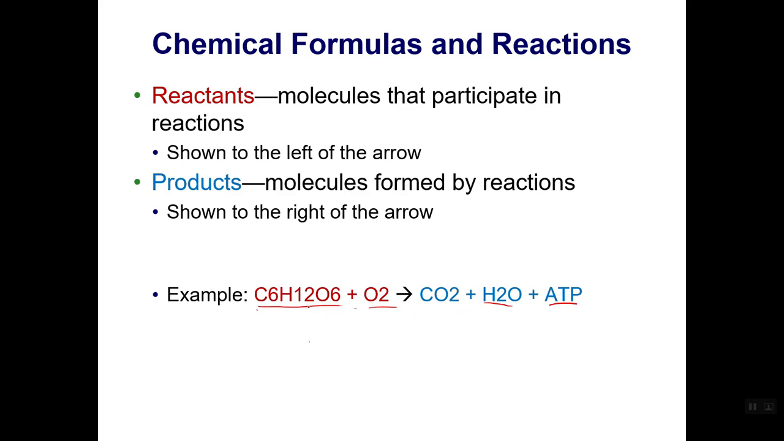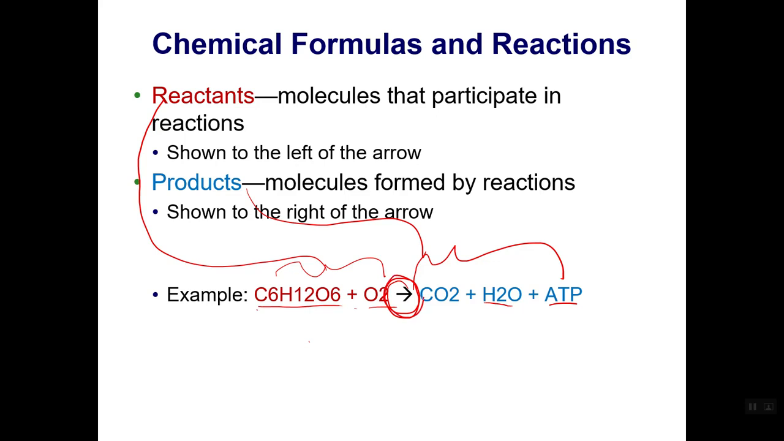The reactants are in red. These are the things that are participating in the reaction. The products are in blue. The reactants are the things that the arrow is pointing away from. Always notice where the arrow is going. The arrow will always point towards the products.